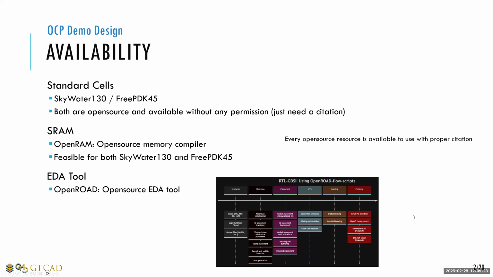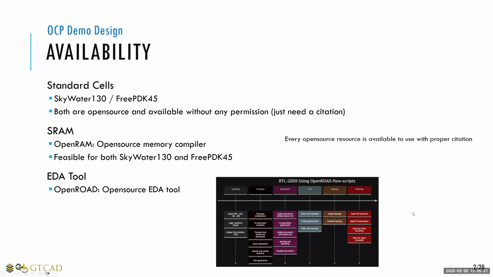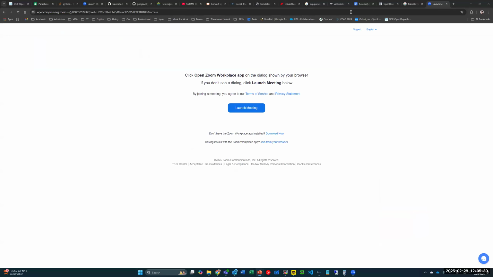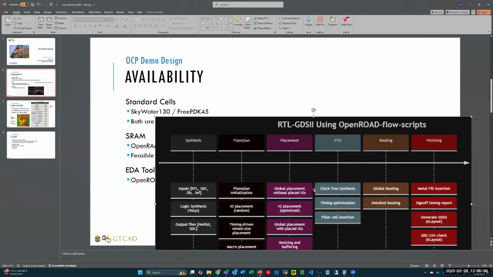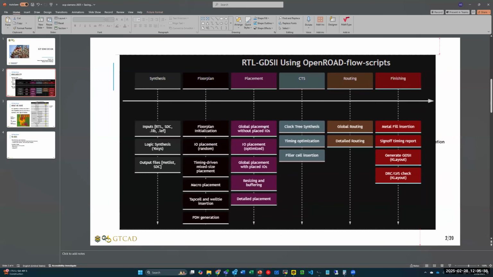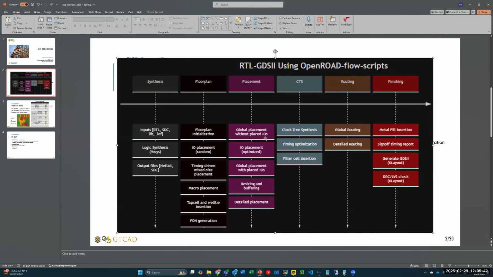Okay, cool. Can you make that image slightly bigger? Sure. I think that's the OpenROAD flow. I wanted to see what's available there. Yeah, so OpenROAD has everything from synthesis to routing and sign-off as well.